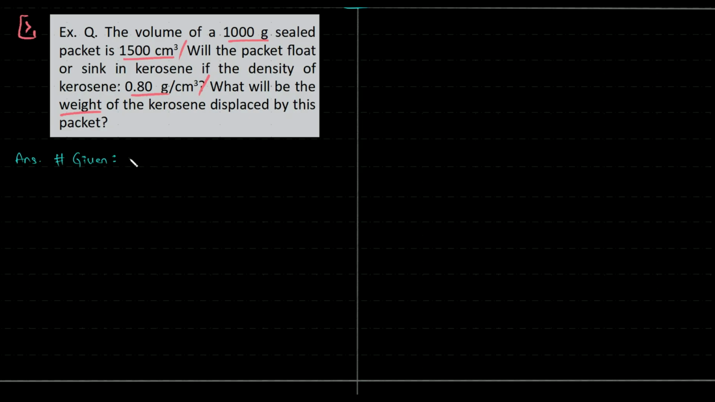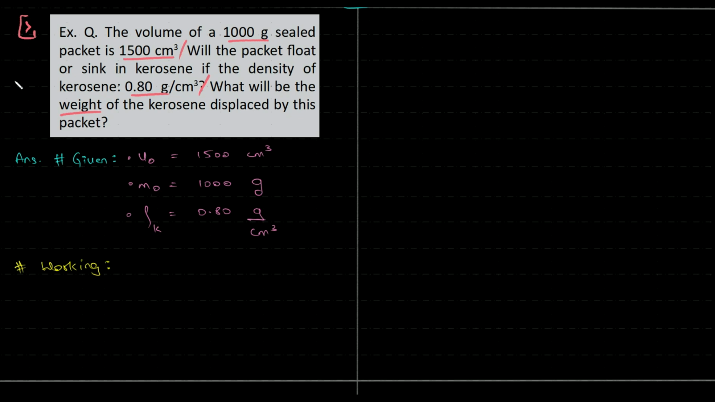Okay, so we have volume of the object to be 150 centimeter cube. Again, it's very important to make a mental note of the values and their respective units. Not G, sorry, this is mass of the object. Since I told values and units, I wrote G off there. Then we have density of the kerosene, which is 0.80 gram per centimeter cube. And the next step is figuring out the density of the object.